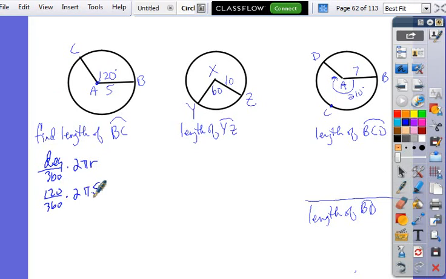So I would do 120 over 360 times 2 pi 5, and I think if I remember right, it's 10.5. But every arc length problem is going to look like that.